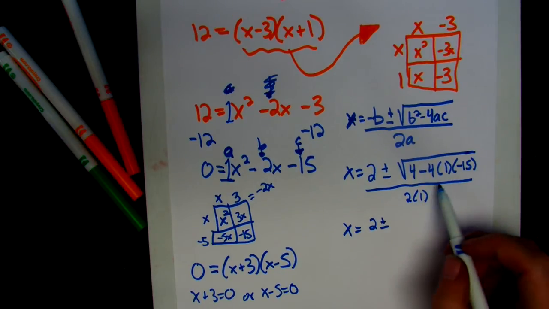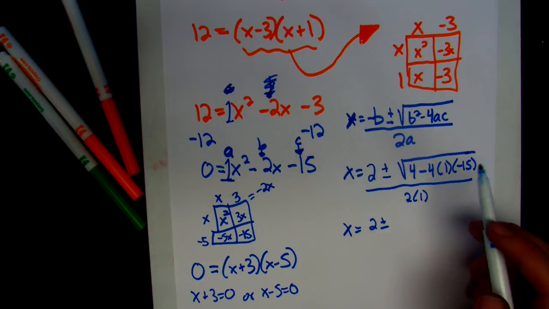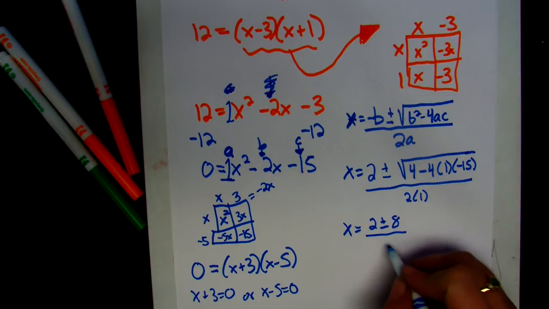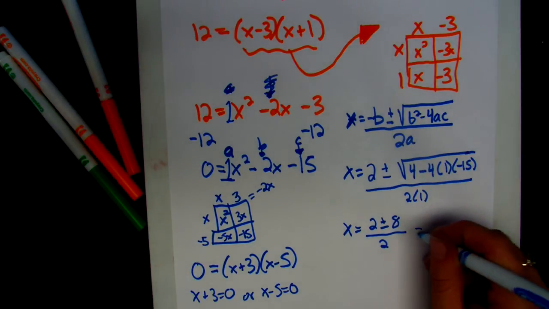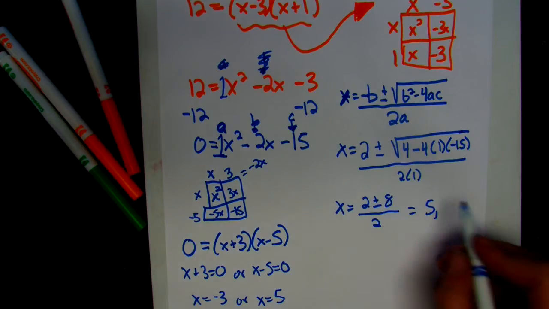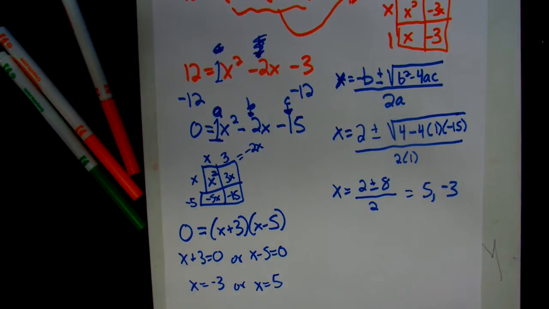So x equals 2 plus or minus the square root of 4 plus 60, which is 64. So the square root of 64 is 8. So 2 plus or minus 8 divided by 2. So 2 plus 8 is 10, and 10 divided by 2 is 5. 2 minus 8 is negative 6, and then negative 6 divided by 2 is negative 3. So as you notice, we got the same answers as if we were to factor it, because it's just another way to solve a quadratic equation.